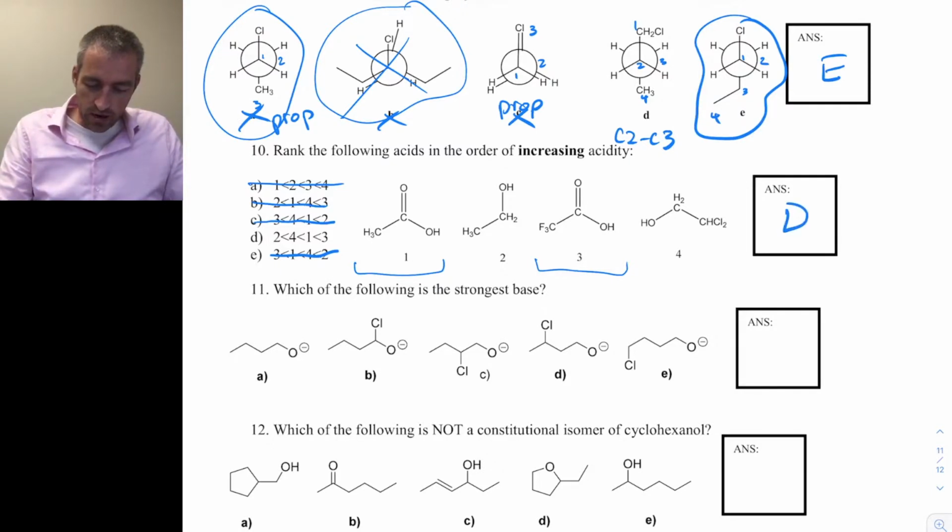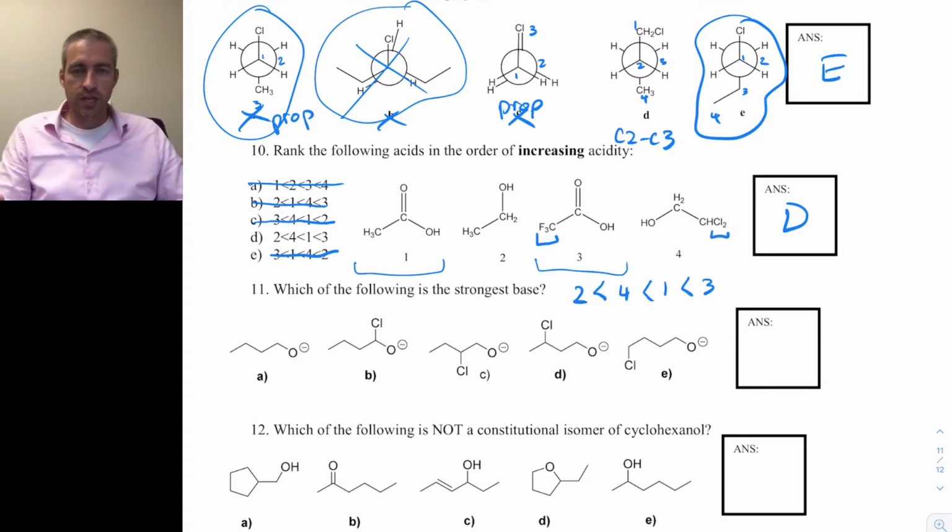The stronger of the two, 3 is going to be stronger than 1 because the electronegative fluorines further stabilize the conjugate base. After that, it'll go strongest is 3, followed by 1, then followed by 4 and 2, but 4 will be stronger than 2 because 4 has electronegative chlorines which would stabilize the conjugate base there.